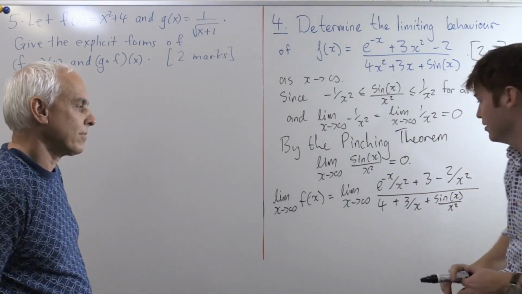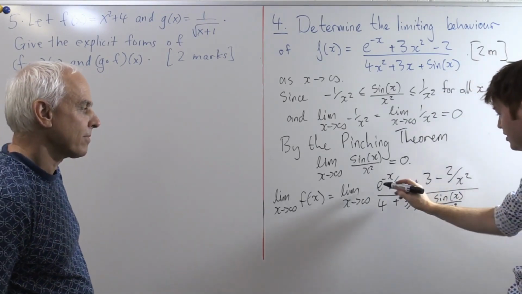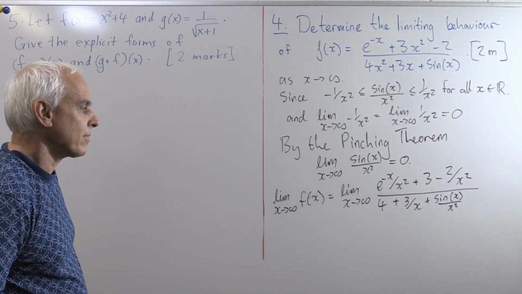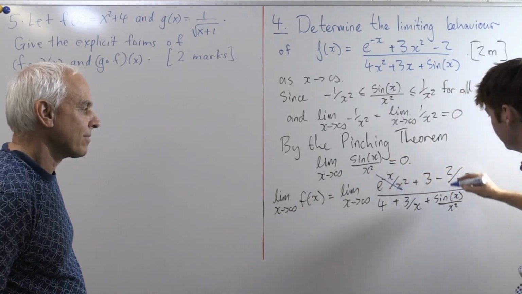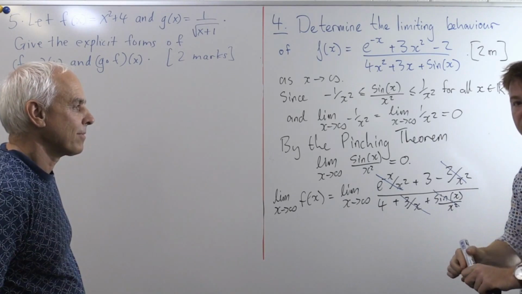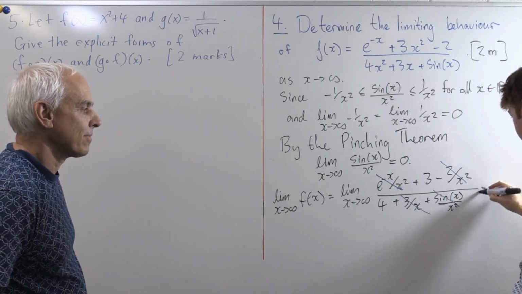And now I just apply the limit to each of the things inside. So that goes to 0, so I can put a cross through that. That goes to 0, that goes to 0, that goes to 0, that goes to 0. I just get left with 3 over 4.